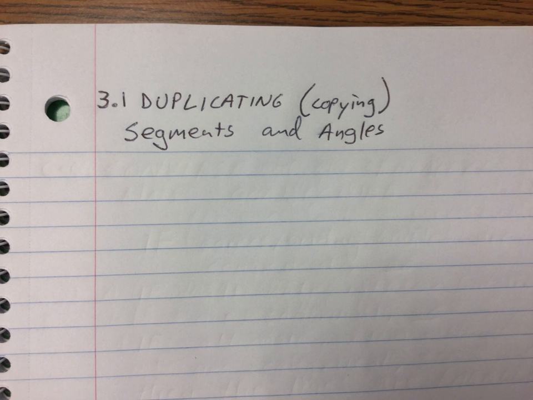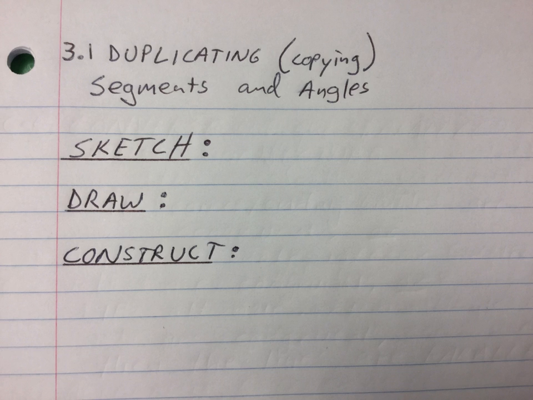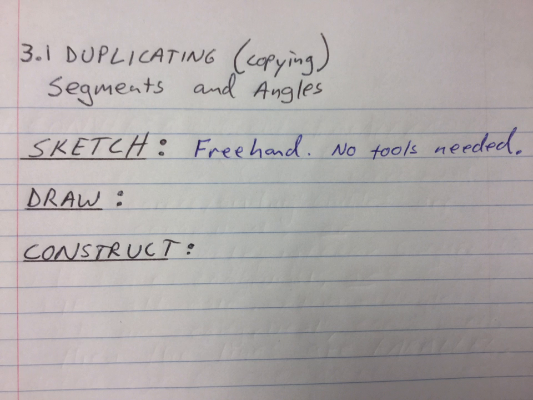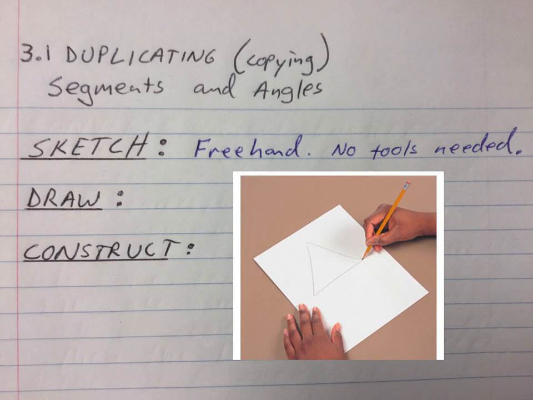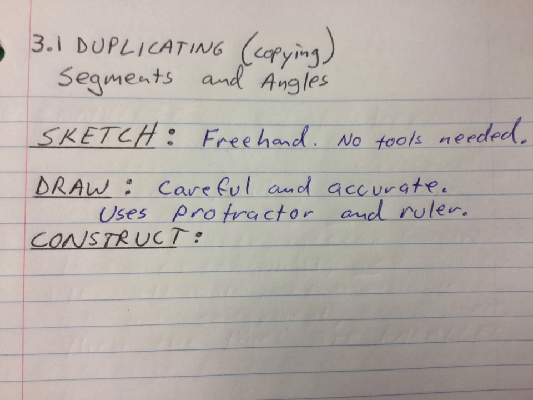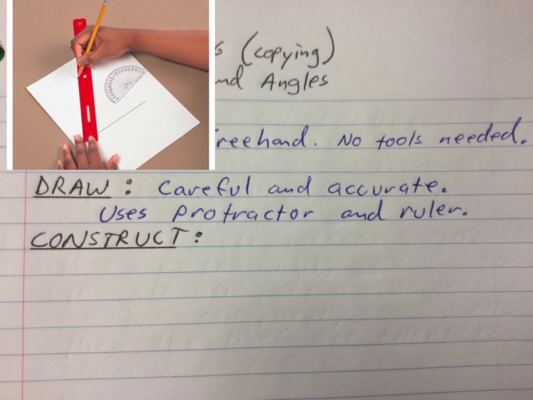Before we do that, though, let's clarify three words: sketching, drawing, and constructing. When you see the word sketch, you should think you're using freehand. You're not using any of your geometry tools. Measurements are not important, just getting the idea of the shape in your mind. So that's sketching. When we talk about drawing, that's what we've been doing up to now. It's careful, it's accurate. You're using a protractor and a ruler to make measurements.